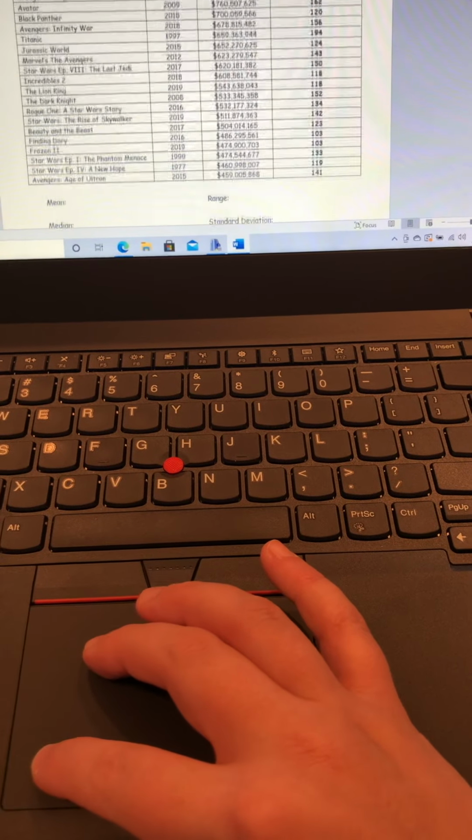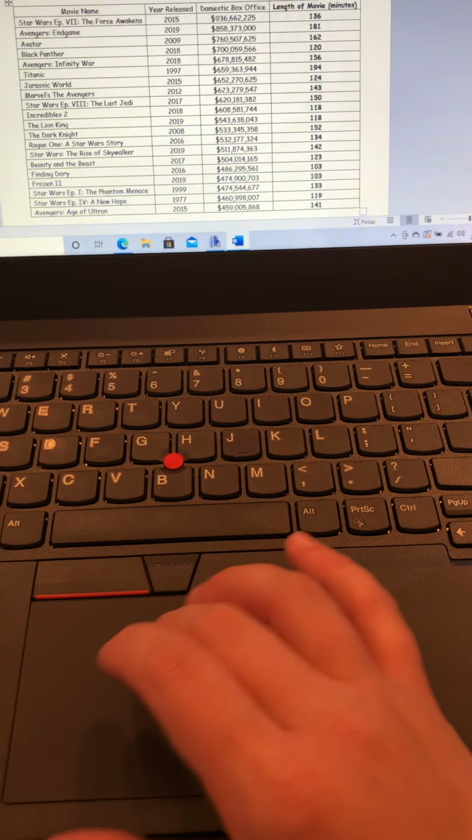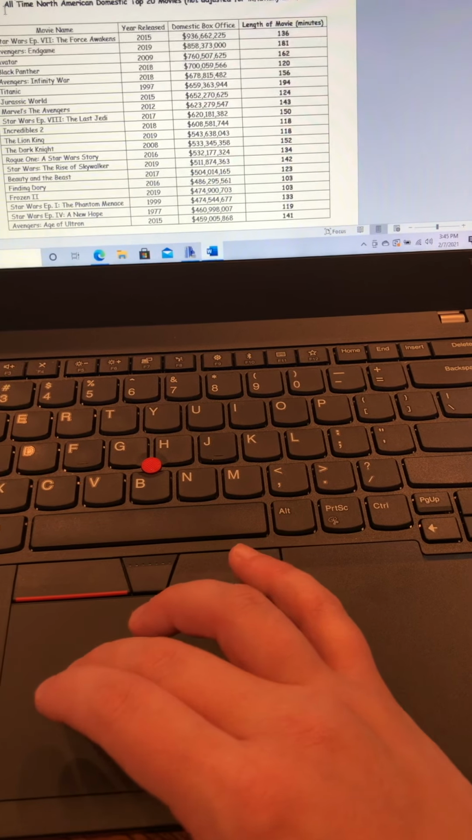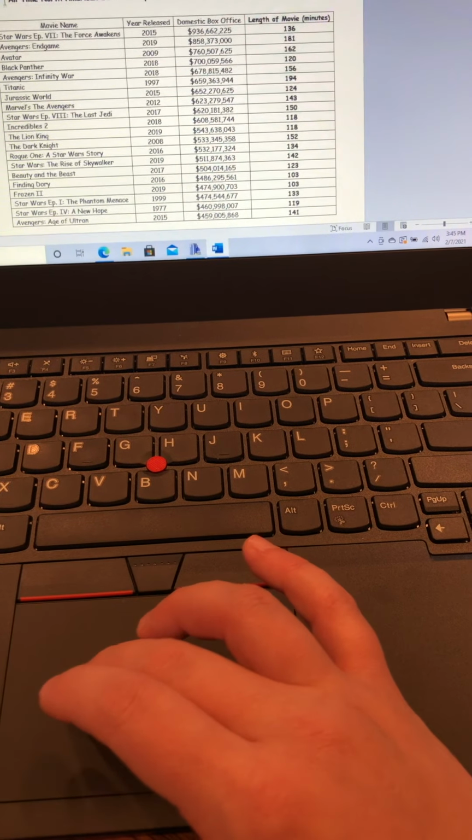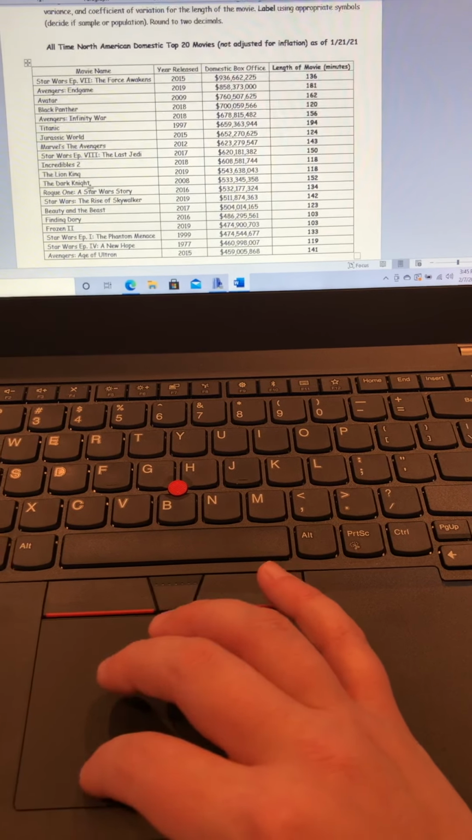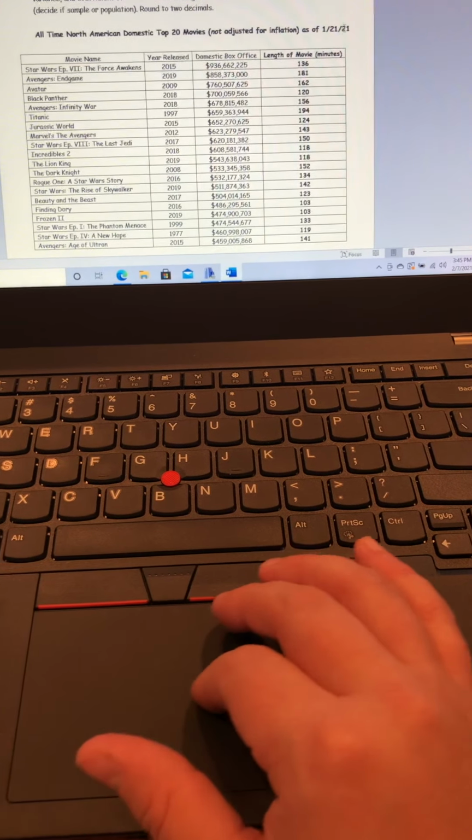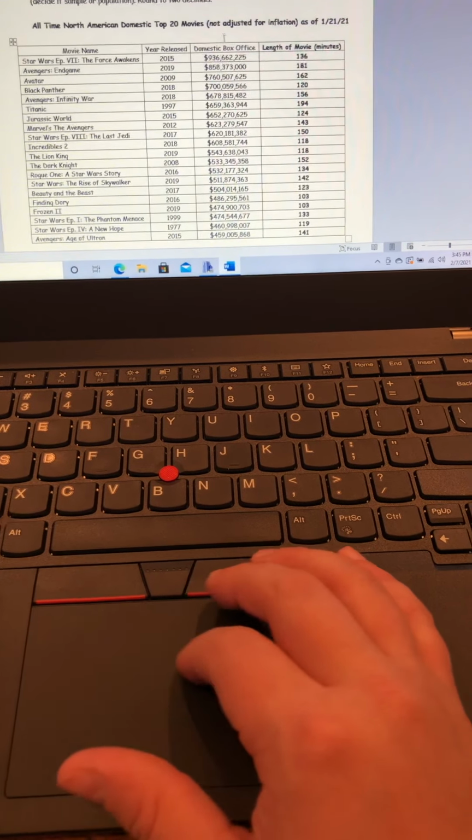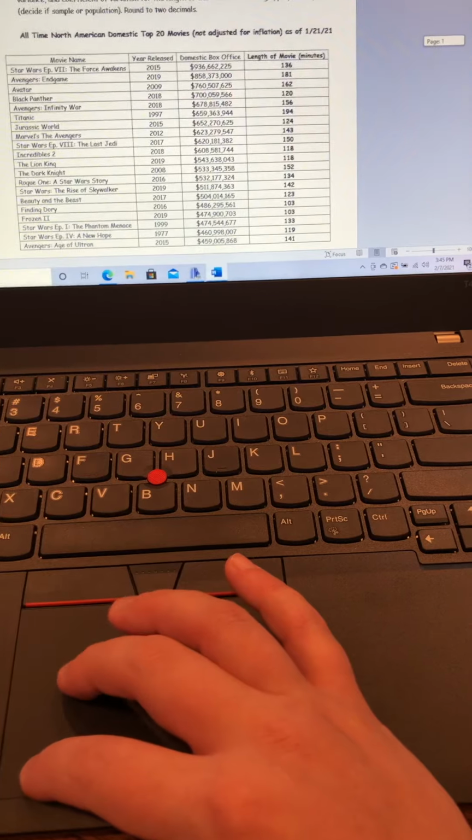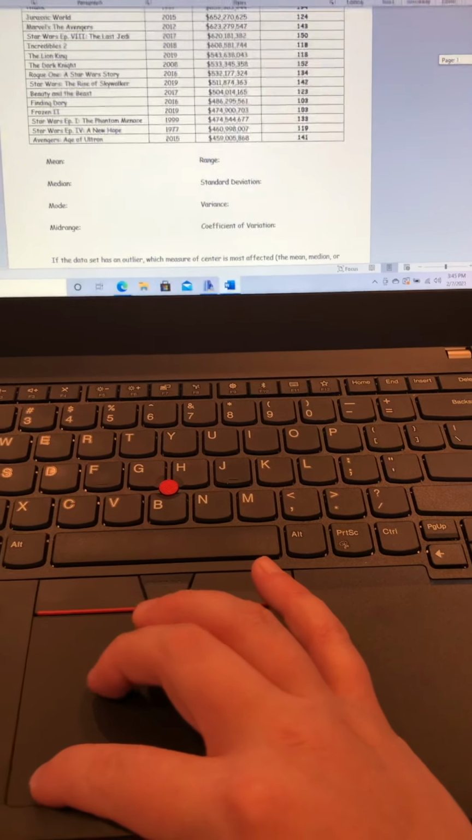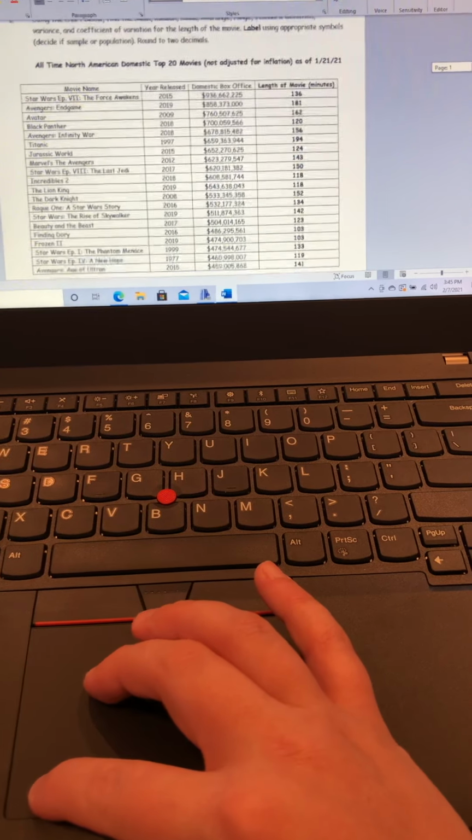And when you're doing this, it says to label using appropriate symbols. If it's a sample or population, it says the word all, which indicates population. So even if it changed as of this date, it would still be a population because that would be all time, all of them. That's all top 20. So you should be using mu and sigma, and look at sigma on the calculator. So there's your hint for the homework.